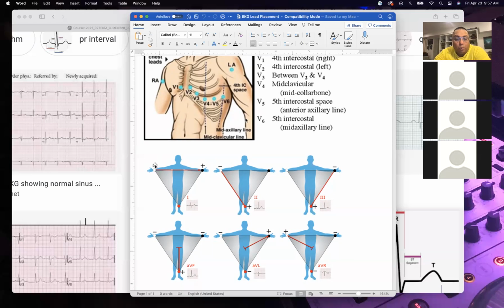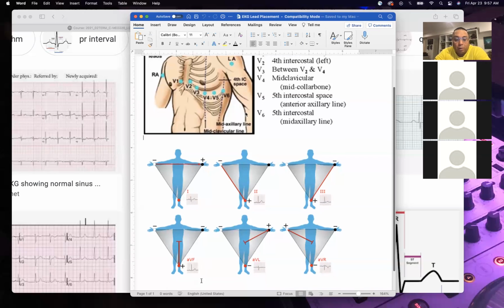So if you're looking at lead 1, you see it starts in your right arm, because remember, you're looking at the perspective of your patient, right arm to left arm. Lead 2 is right arm to left leg. Lead 3 is left arm to left leg, and it forms a triangle. And your right leg is the ground wire, okay? So right leg is the ground, and then your limb leads form this triangle between your right arm, left arm, and left leg.